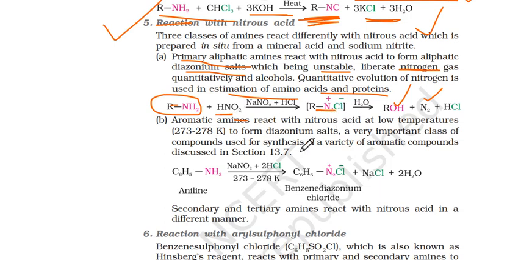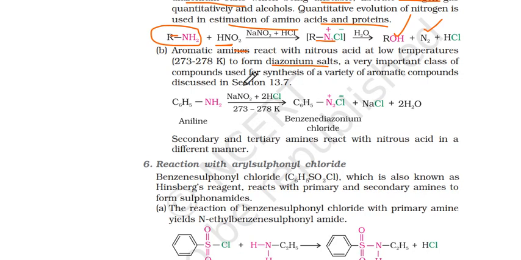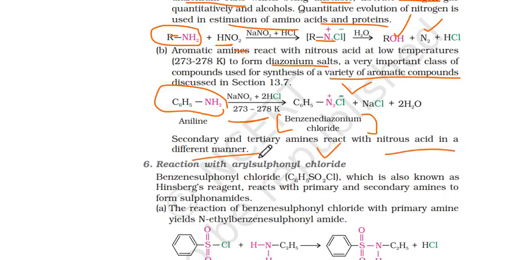On reacting this amine group with nitrous acid, you will get diazonium salt. It is unstable, it is going to release alcohol and nitrogen gas. Then you have aromatic amines react with nitrous acid at low temperatures to form diazonium salts. Again, a very important class of compounds used for synthesis of a variety of aromatic compounds. So whenever you get benzene diazonium chloride, it's very much stable. It's going to be as it is. Whenever you make the aniline react with nitrous acid in the presence of NaNO2 and HCl at low temperature, you'll get a benzene diazonium salt. Secondary and tertiary amines react with nitrous acid in a different manner, which has not been discussed here.